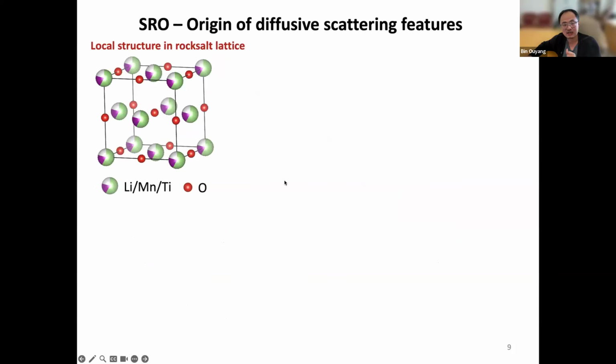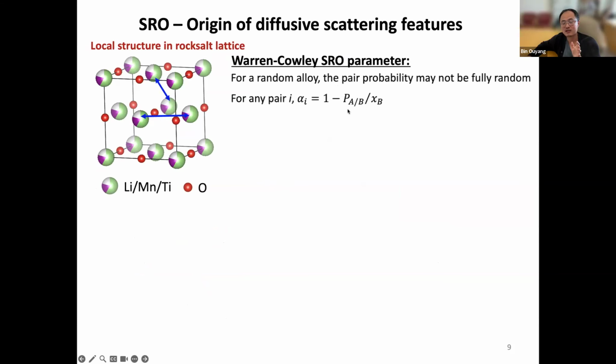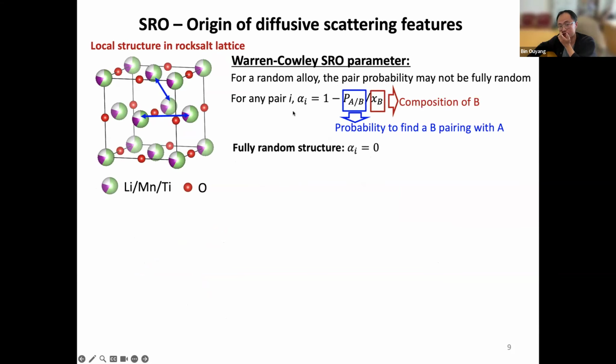Just in case the audience does not have the background, it can be explained in a very simple way. This is essentially the pair preferences in the lattices. We have the Warren-Cowley short-range order parameters. You can easily calculate that if you know the probability of finding a B pairing with A, and you divide it by the concentration of B. If it's fully random, then you should get 0 for this parameter. But as long as you do not have 0, you're going to have short-range order. That's essentially the definition of it.